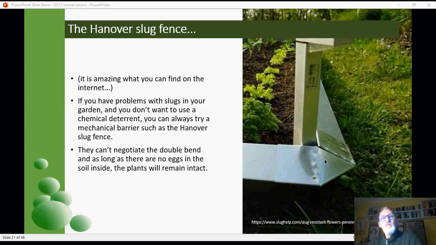They suggest using the so-called Hanover slug fence. Basically, slugs can't climb up this because of the profile. It's a metal surround around an area of soil where you have your plants, and the slugs are not physically able to negotiate this barrier. As I say, I just find it incredible. And as they point out, okay, it's not particularly nice to look at, but it does keep your plants free from slugs. As long as there are no slug eggs in the soil, you will remain slug free.